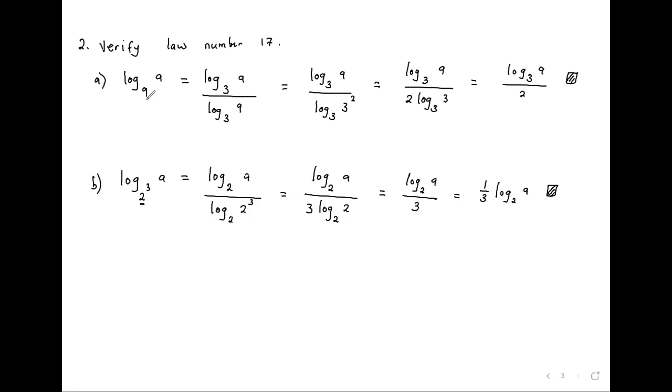Now, why did we choose to write 9 in terms of 3 squared? Because we are verifying the law. And the law requires that this base is to the power something. So we had to write 9 as 3 to the power 2. After having 9 as 3 to the power 2, then we applied the base as it is.